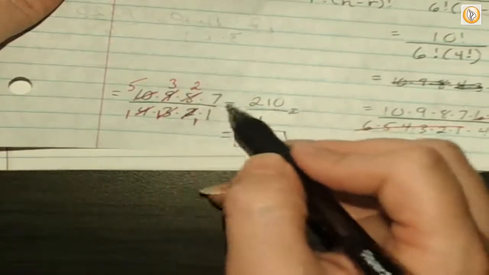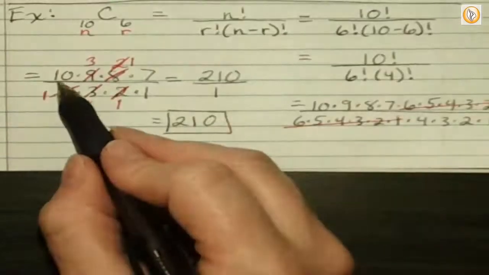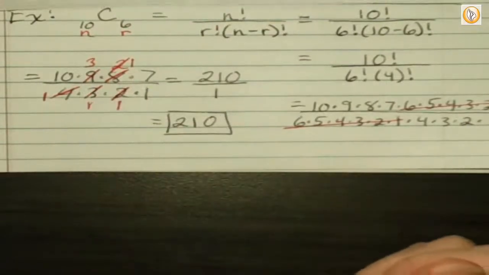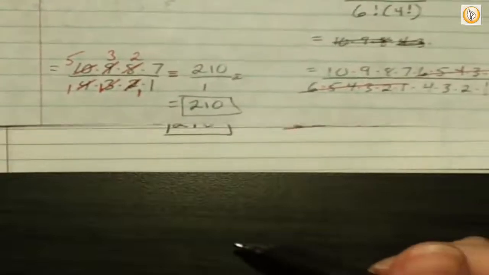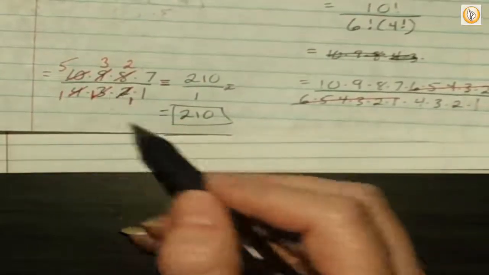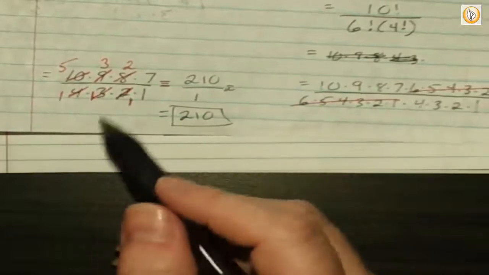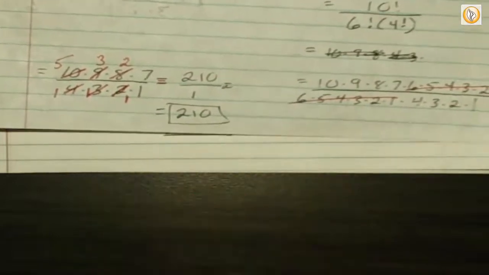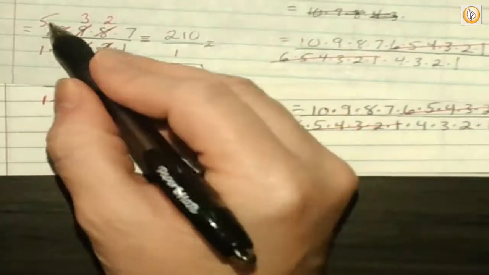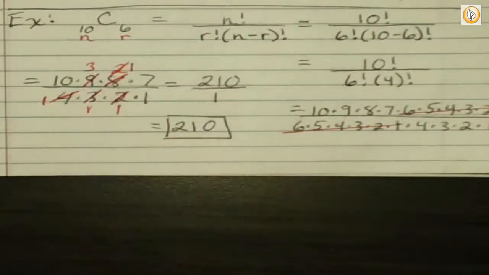5 times 3 times 2 times 7, or 10 times 3 times 1 times 7. Same exact answer. That's why I'm saying you can cancel anything you want as long as you do it one time. Like you can't do 2 here and 2 here. Any order and you'll get the same answer.